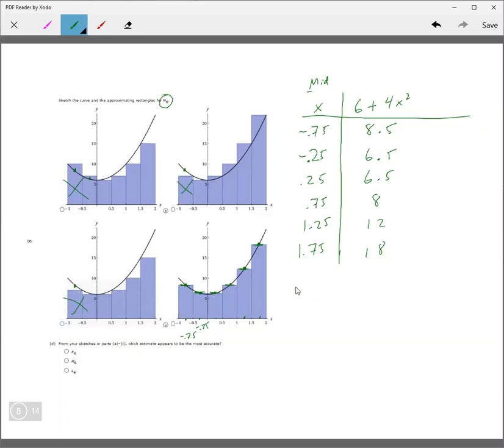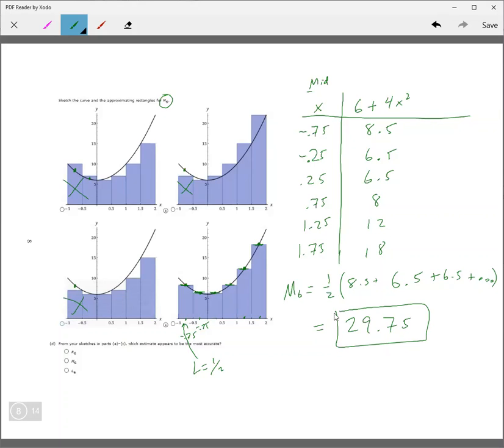Okay, so for M6, again, the lengths are going to be 1/2 because from -1 to -0.5 is 1/2. Right. And then these are the corresponding heights of the rectangles. And I added them together and I got 29.75. Okay. So, let me see here.